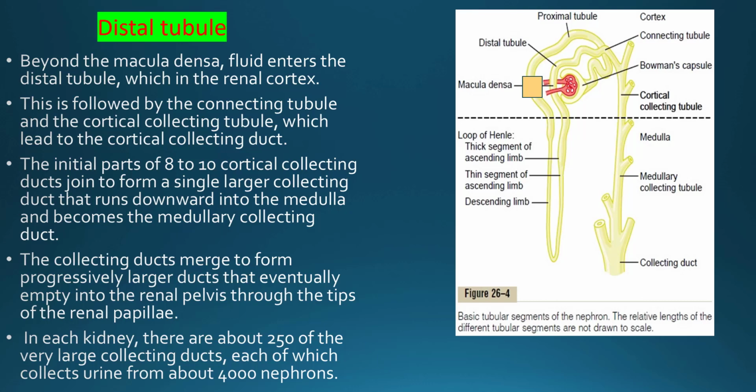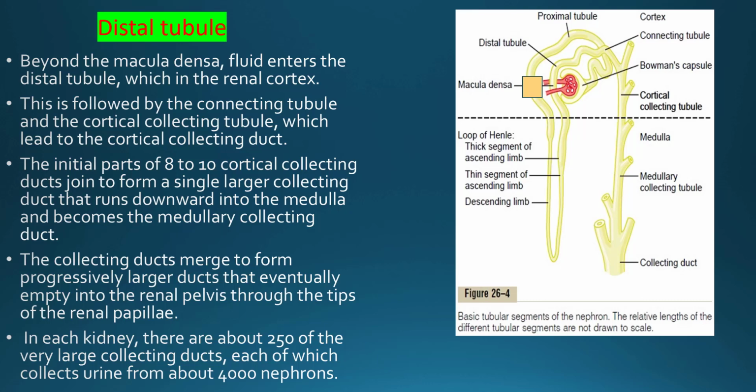The collecting ducts merge to form progressively larger ducts that eventually empty into the renal pelvis through the tip of the renal papilla. All these collecting ducts combine together and make a single duct which is called the collecting duct, and it empties into the papilla or the tip of the pyramid of the medulla.